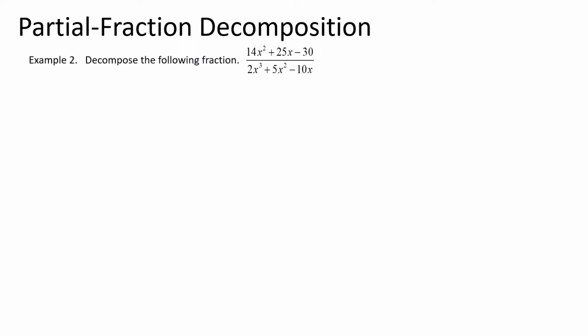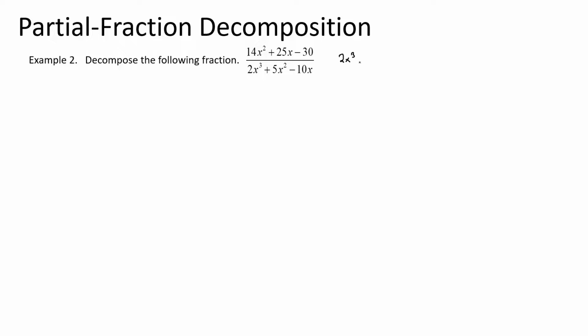So same direction, decompose the following fraction. Now our fraction in this case is (14x squared plus 25x minus 30) over (2x cubed plus 5x squared minus 10x). Once again, we're going to start with factoring your denominator.